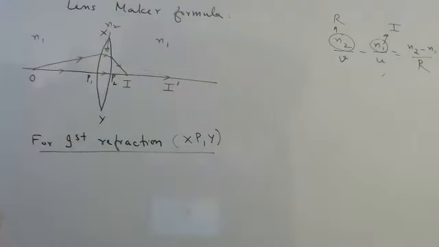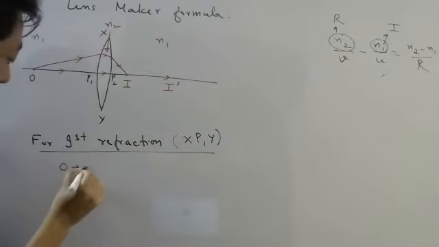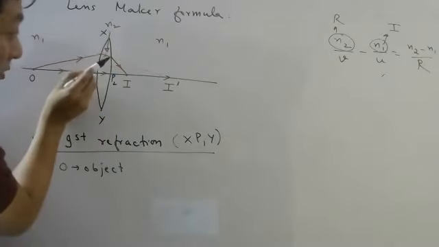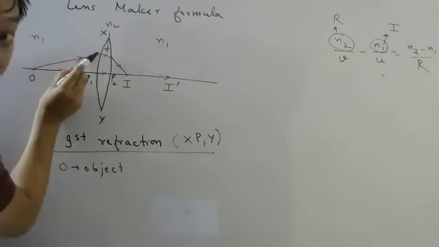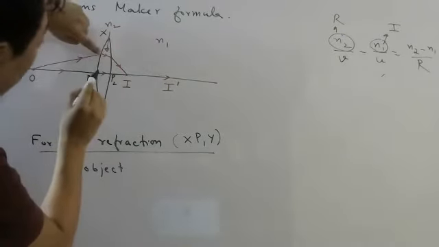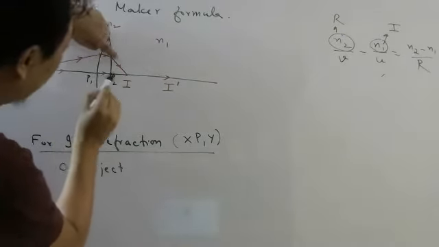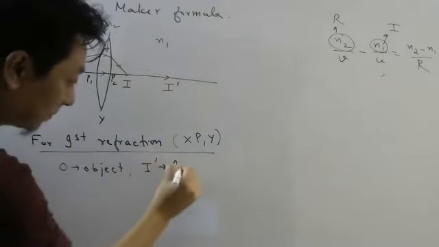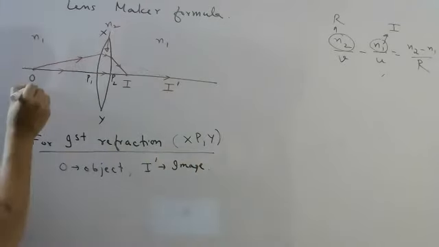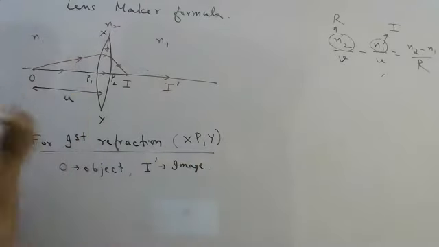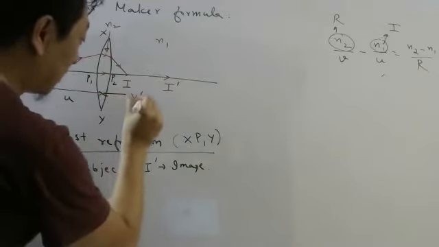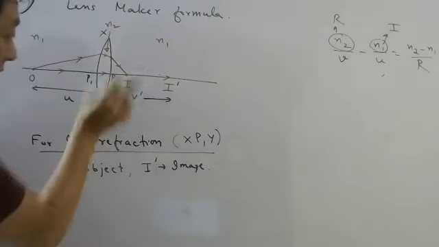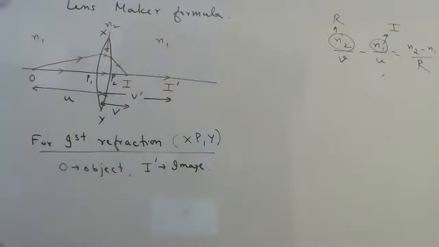So for first refraction, you can see O is the object. Remember, for first refraction, don't worry about this refraction, only this refraction. For that, you can see the refracted rays, these two are refracted. They will meet at I dash. So I dash is the image. So object distance will be this U, and image distance will be V dash. And this final image distance I will call V.